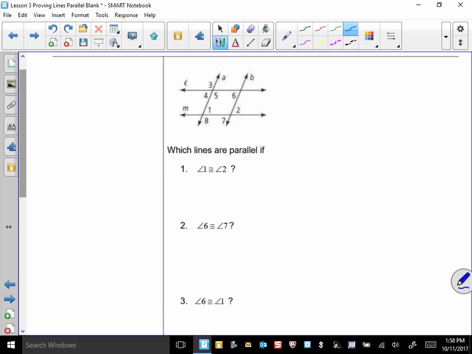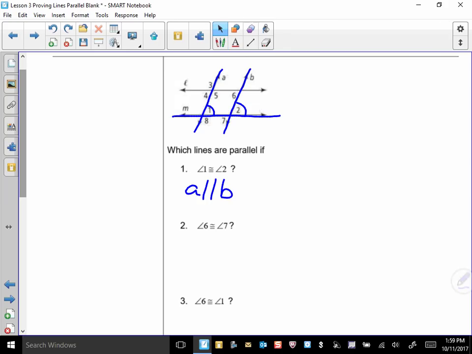Which lines are parallel if angle 1 is congruent to angle 2? Well, clearly, those are corresponding angles that are created by these two lines here in this transversal, right? So that means A has to be parallel to B. And again, guys, that would be more difficult for me to see if I didn't highlight that with a different color. Okay, let me go do the second part.